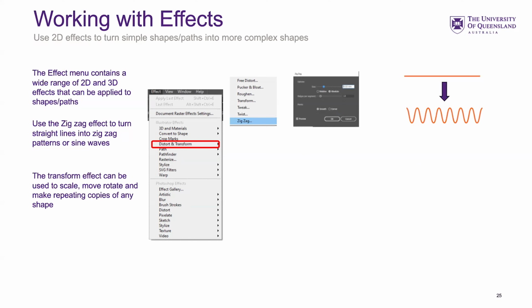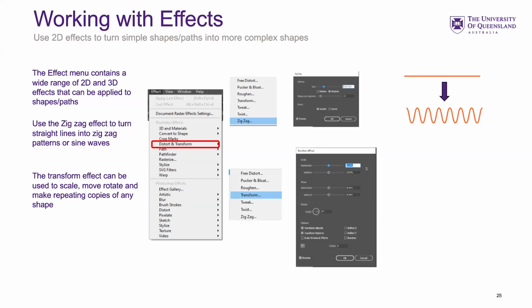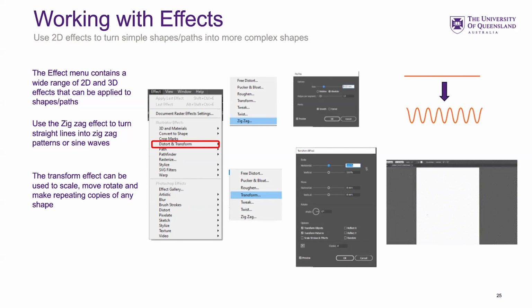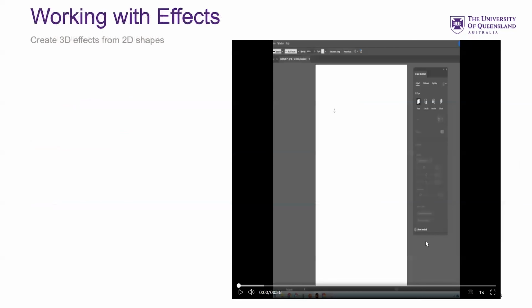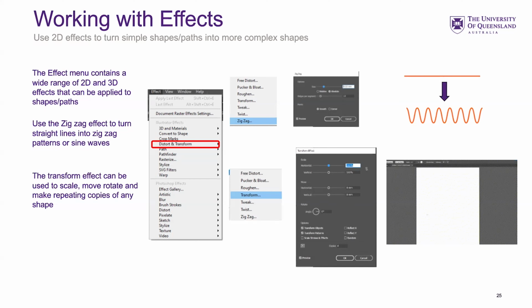The transform effect. Basically you can create multiple copies of your shape, and then you can transform it so you can increase the scale of it. So let's say you want multiple concentric circles or something like that. You create one, and then you create multiple copies of it, and you increase the horizontal or vertical scale, and you'll have expanding or contracting concentric circles or squares or whatever.